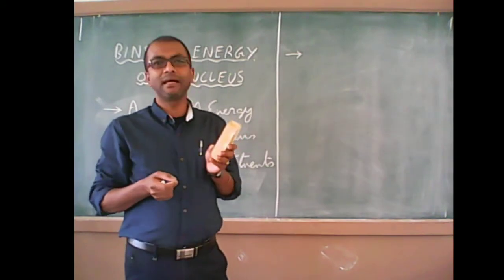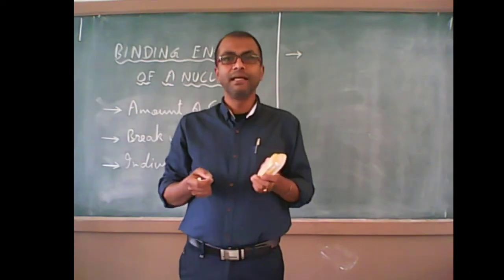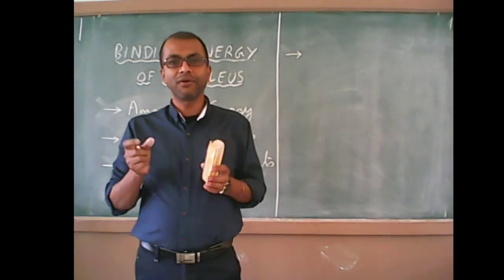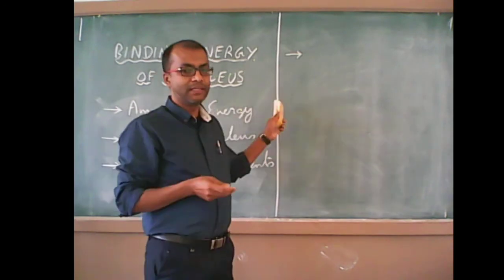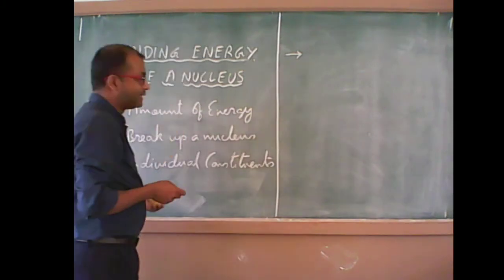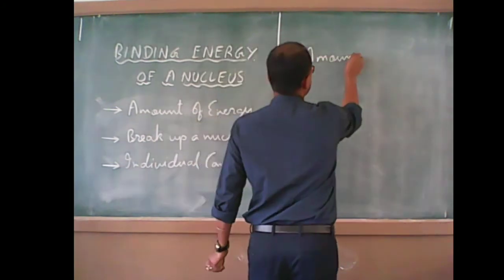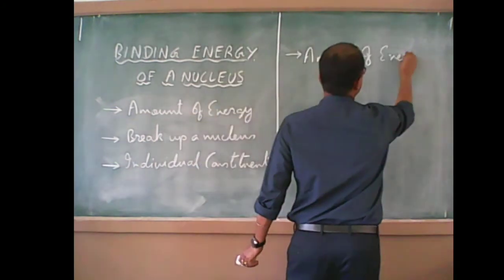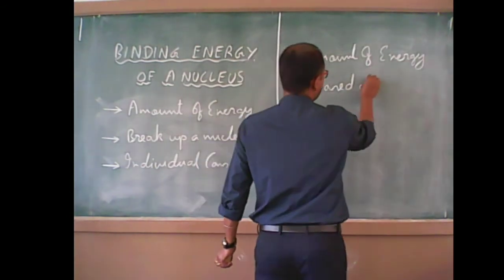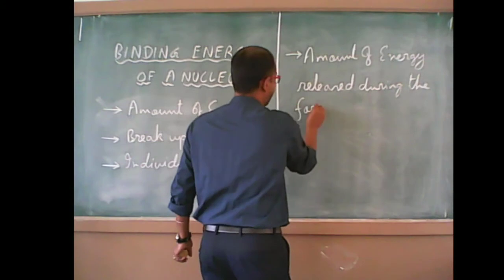So when a nucleus is formed from its constituent protons and neutrons, a certain amount of mass is converted into energy and released. For that particular nucleus, that amount of energy which is released is the binding energy of the nucleus. So these are two analogous definitions for binding energy. We can also define the binding energy as the amount of energy which is released during the formation of a nucleus.